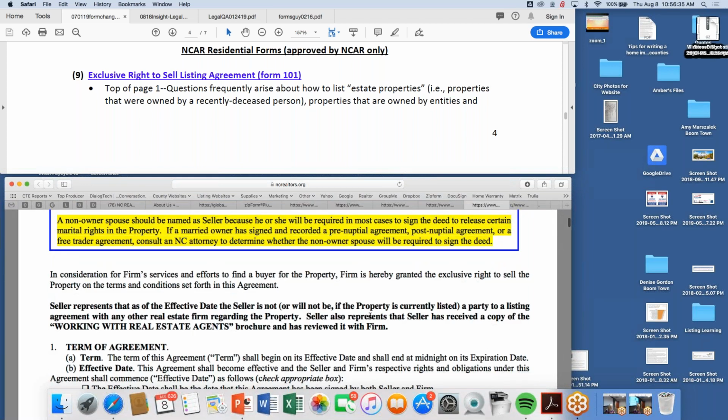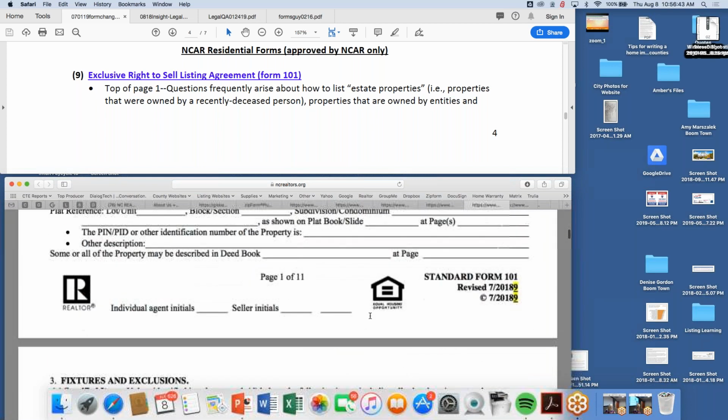Any questions there or comments? Okay, as we move down the exclusive right list.